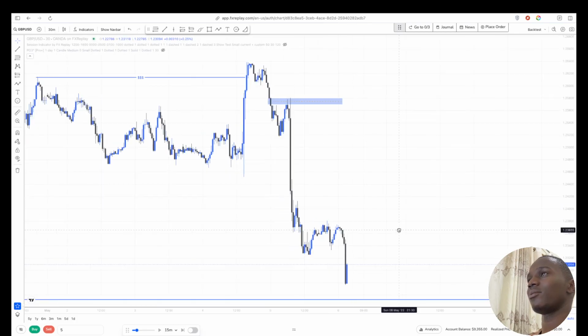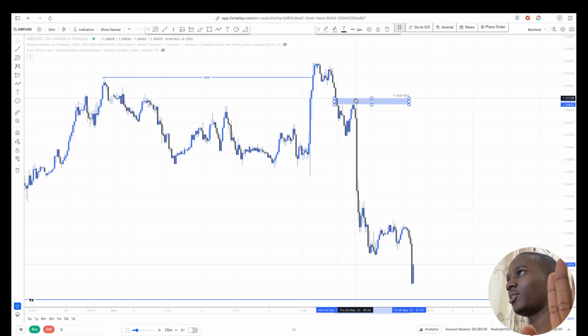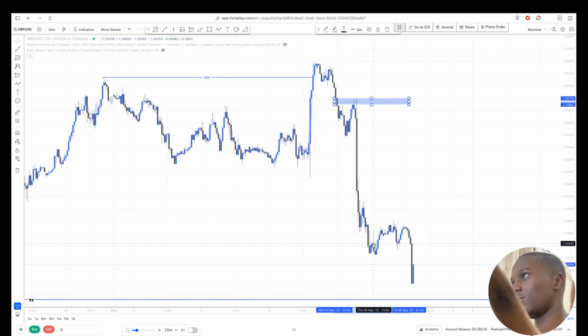So by the way, this is a good entry right here. I'm just sad, a harsh reality, that I missed this one, but this would have been a really good trade. I mean, look at this. Even though I don't trade news, we have our sweep, a shift, a fair value gap retest, and boom, a drop.